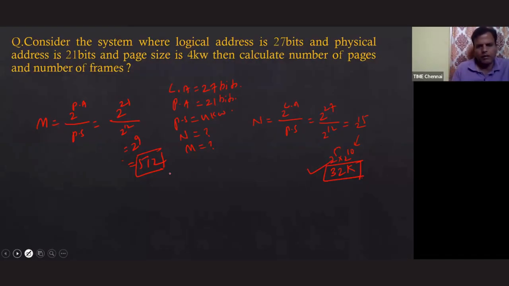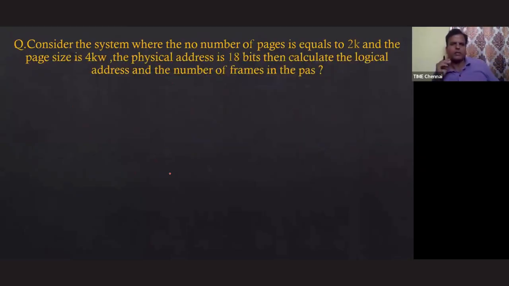Consider a system where the number of pages is 2k, the page size is 4 kilo word, and the physical address is 18 bits. Then calculate the logical address and the number of frames in the PAS. Okay, fine. We'll see this one. Number of pages equals 2k, so n equals 2k, and the page size equals 4 kilo word. And the physical address is 18 bits.